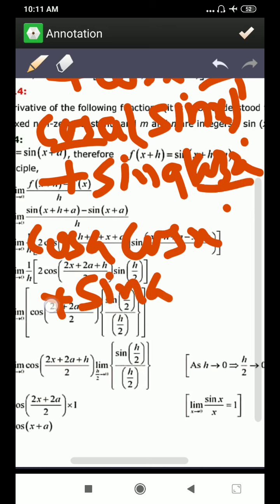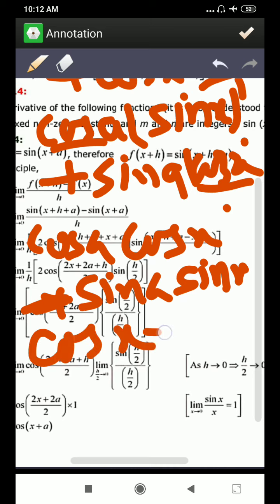Differentiation of cos x will be minus sin x. So it is minus sin x. Now you have cos x cos a minus sin x sin a. That can be written as cos of (x plus a). That is the answer: cos of (x plus a) equals cos x cos a minus sin x sin a.